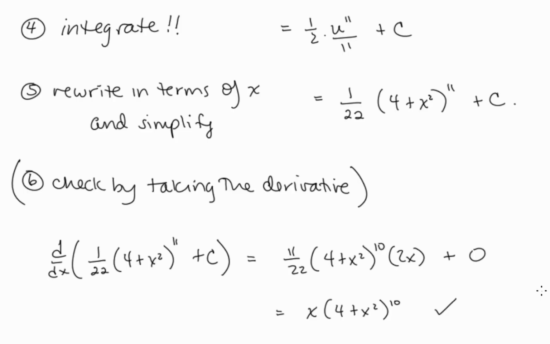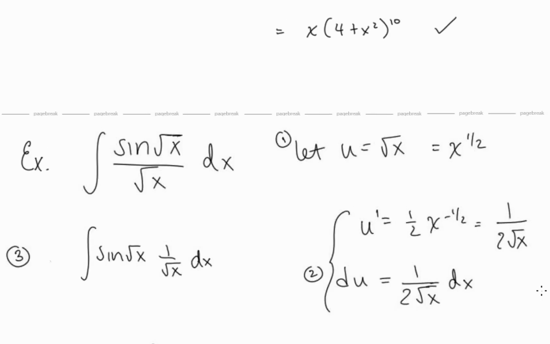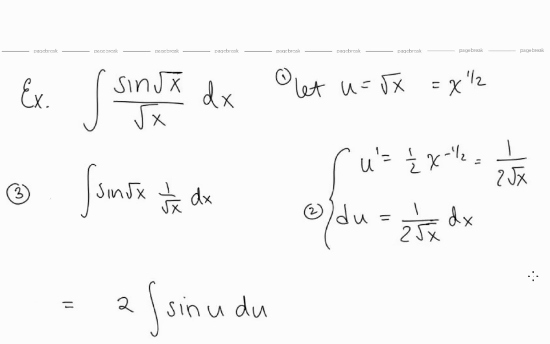So when we recognize the composition of functions inside our integral, the process is always the same. It always looks like this. So let's take a look at another example. Here we have sine of radical x over radical x. It's not a basic integral, but we notice that we do have a composition of functions. We have radical x plugged inside the sine function. So we're going to start by letting u equal radical x, or x to the 1/2.